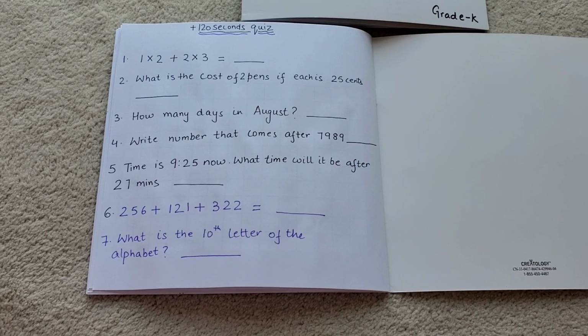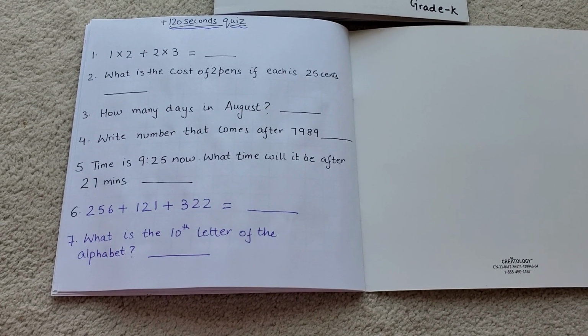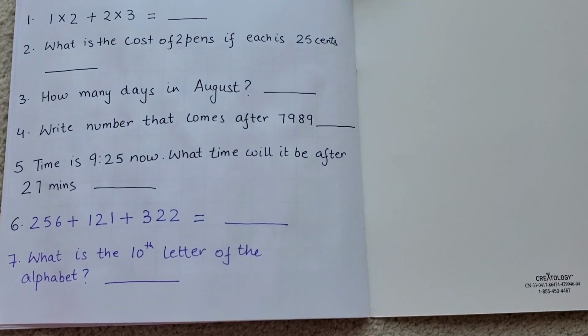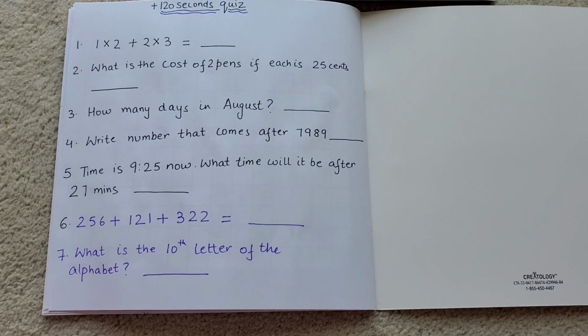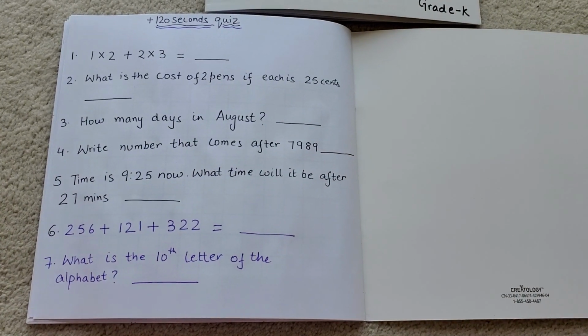And then it says plus 120-second quiz. There are these 7 questions that the child needs to answer in 120 seconds. If plus, that's all right, but it's something that you have to get going. That's more towards the brain teaser and mental maths.